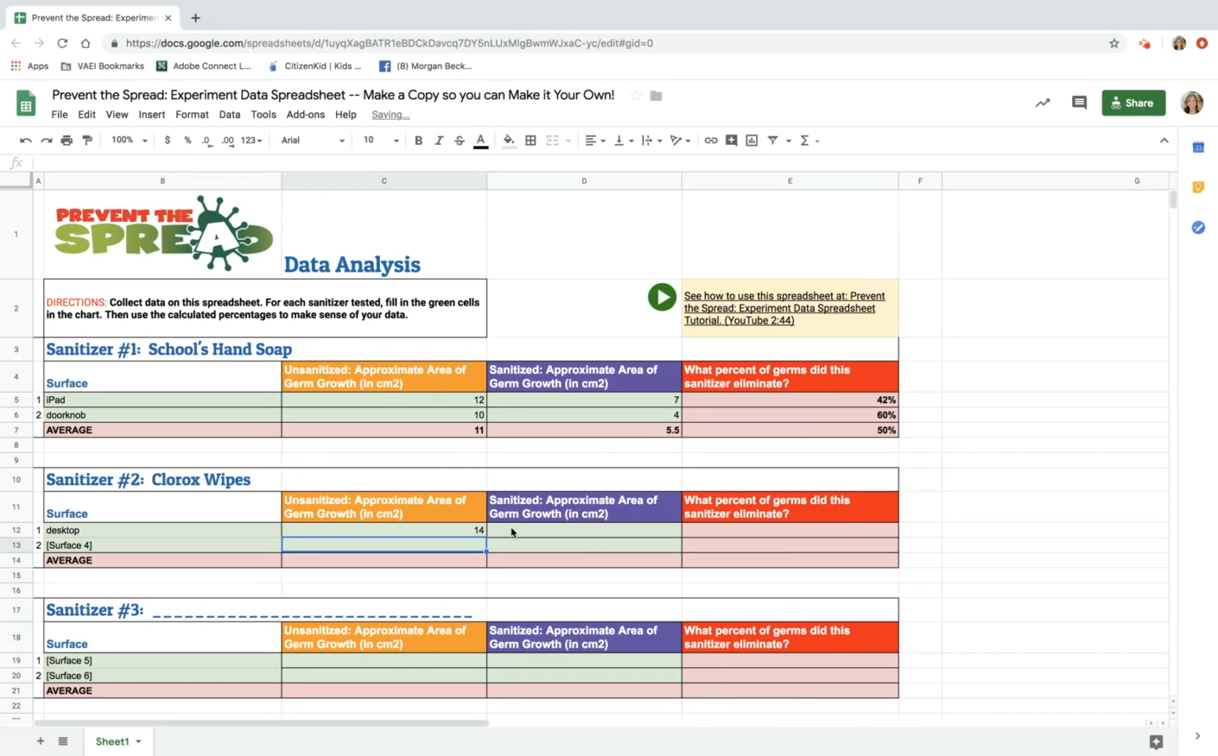Then the second Petri dish on that same surface, but now that it was sanitized and you collected those germs, that Petri dish is going to get placed on top of the centimeter grid paper again. And let's say that this time the germ only grew to be 4 square centimeters. Put that there. We're going to press enter, and that was a good one. So 71% of the germs were eliminated on that surface. So that is how you use the data analysis spreadsheet. I hope you enjoy.